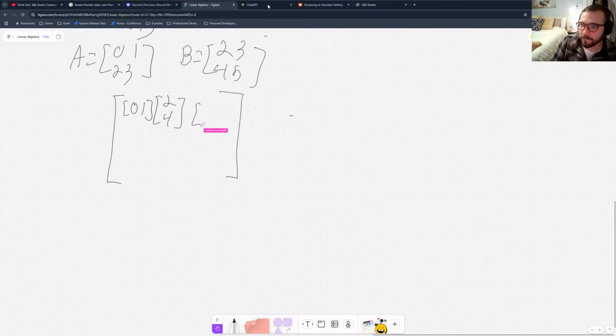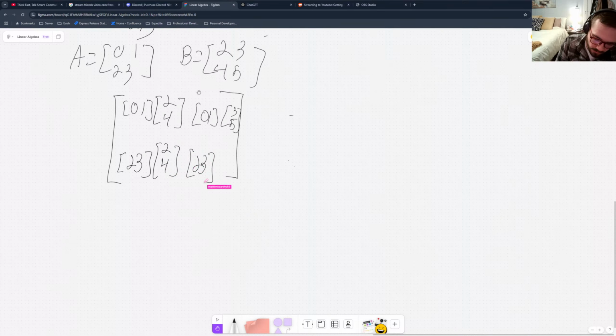So now the first item is the first row in A times the first column in B. And then the second item is the first row in A times the second column in B. And then down here we have the second row in A times the first column in B. And then here we have the second row in A times the second column in B. Okay?